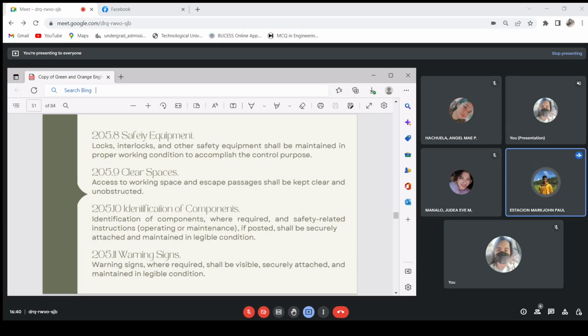205.9 Passageways, spaces, access to working space, and escape routes shall be kept clear and unobstructed. Dito yung importance, like the importance of a clear hallway, stairwell, or ramp is not realized until they have been completely inaccessible during an emergency.